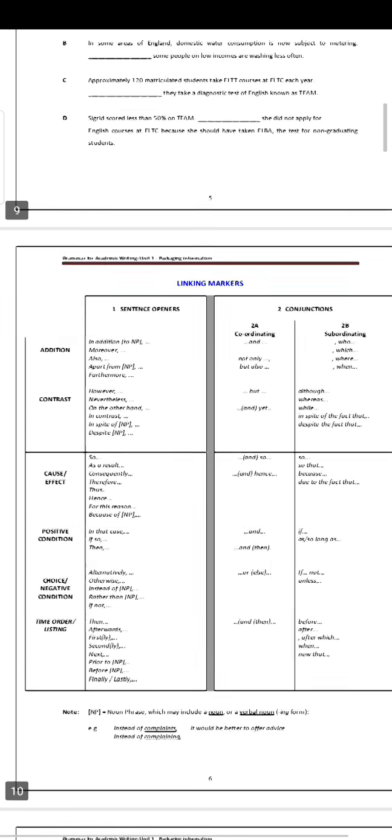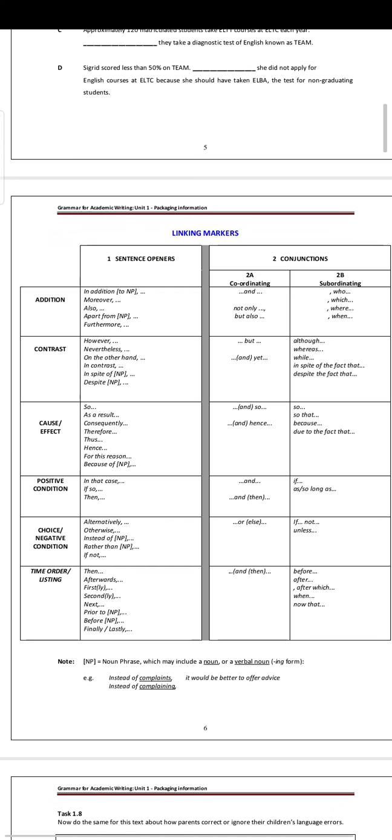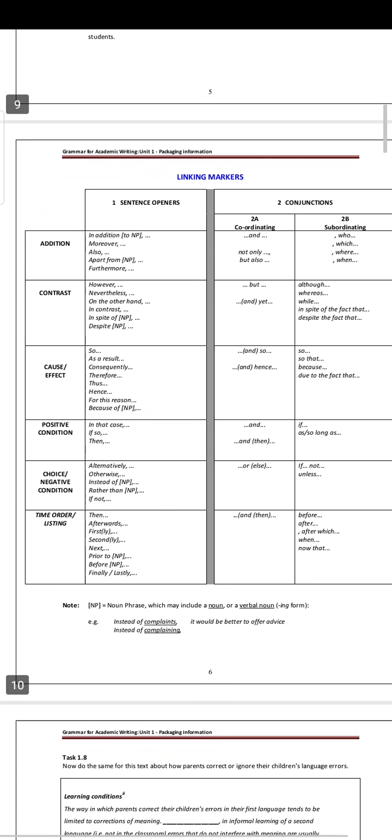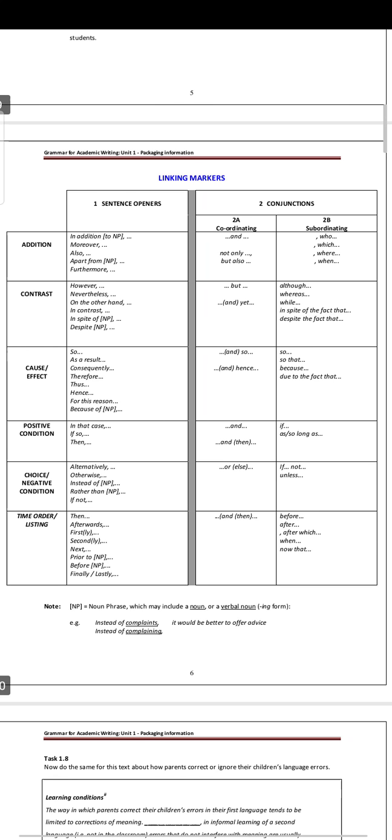You can see the material from the PDF file that I have shared with you before. Okay, you can open page 6, or from the search column you can find page 10. You can find here the table about linking markers. We have the sentence openers and then conjunctions. The sentence openers and the conjunctions are divided into 6: addition, contrast, cause and effect, positive condition, choice or negative condition, and time order or listing.